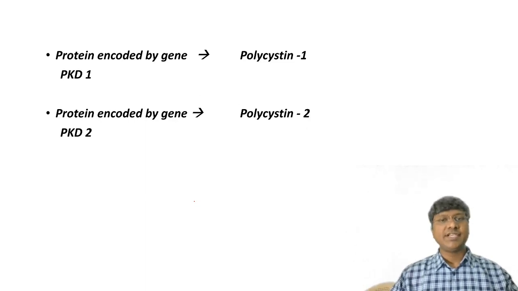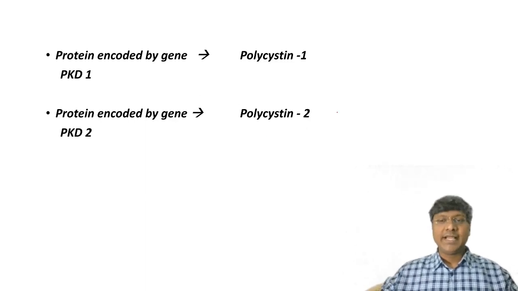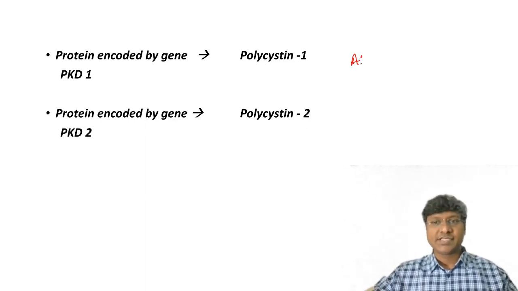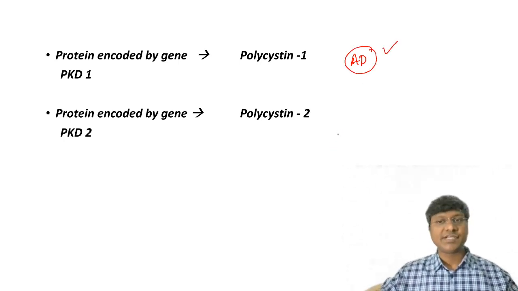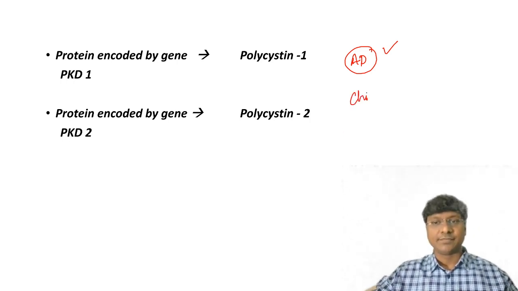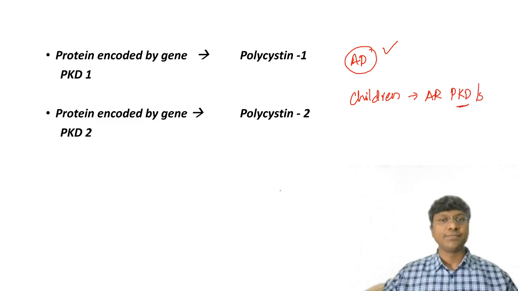Polycystic kidney disease is mainly because of gene mutation. And what type of inheritance is this? This is autosomal dominant type of inheritance. Adult polycystic kidney disease is autosomal dominant, whereas polycystic kidney disease in children is autosomal recessive. So this is a very important difference that you should know.